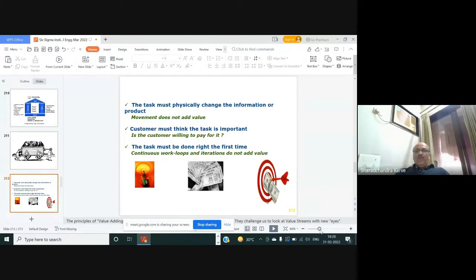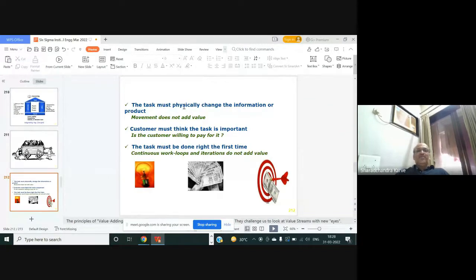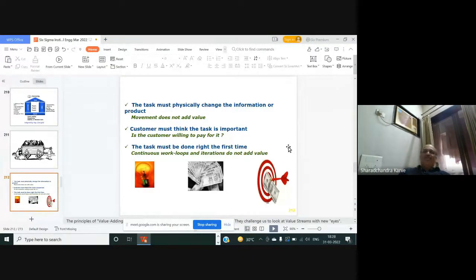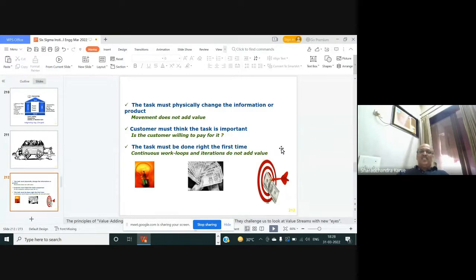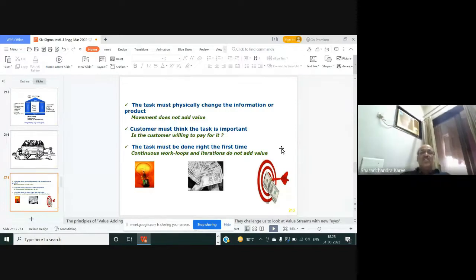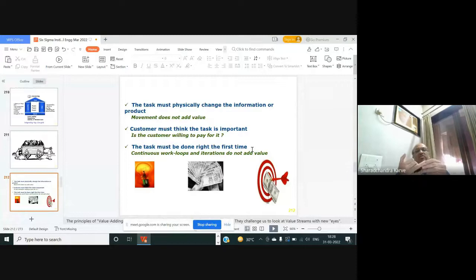So we talked about value earlier. The task must physically change the information or the product. Movement does not add any value. So how can you add value in a process? By physically changing the product. Then the customer must think that this task is important, and the task must be done right the first time. These are what are called hidden factories. Many times in our organization, we do something at station 1, and we realize at station 2 that it is not done correctly, and we resend it to station 1 and rework it. That is not accepted in a lean concept. What is important is to do it right the first time. That is the concept of lean.